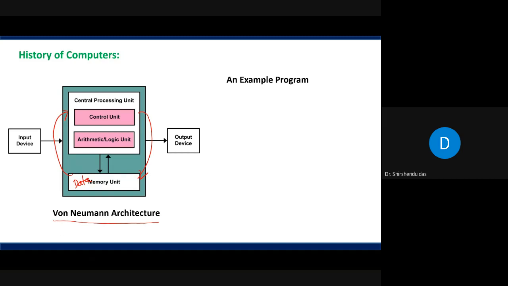Input devices and output devices are well known to us. So now, at this moment, can we relate this diagram to some real life example? Like, can you give some example of a central processing unit?